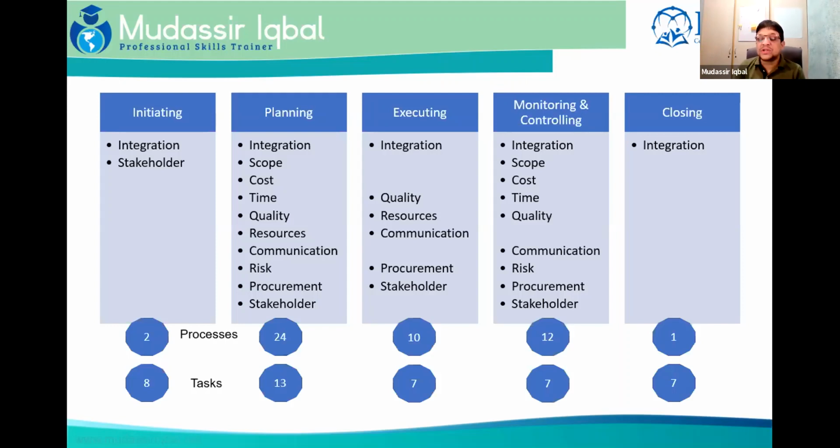So we have 2 processes in initiation, 8 tasks, 24 processes in planning, 13 tasks. Executing has 10 processes, monitoring and controlling has 12 processes, and closing has 1 process, which means 49 processes. Most of them are in planning. It is said that if you are not planning, you are actually planning to fail.